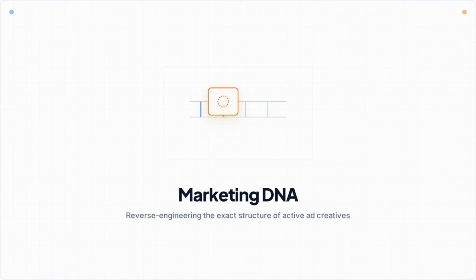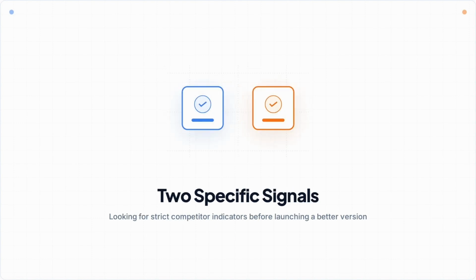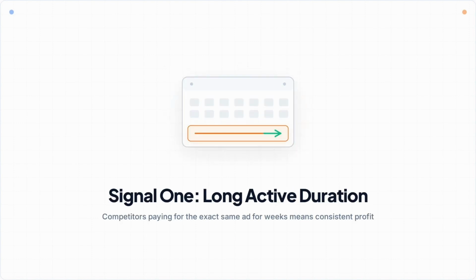So it's really easy to do this correctly. You want to look for two specific signals. First, the ad in this case must have long active duration. So if a competitor has been paying for the same exact video ad for weeks or months or even longer, it obviously means that that ad is generating consistent profit.